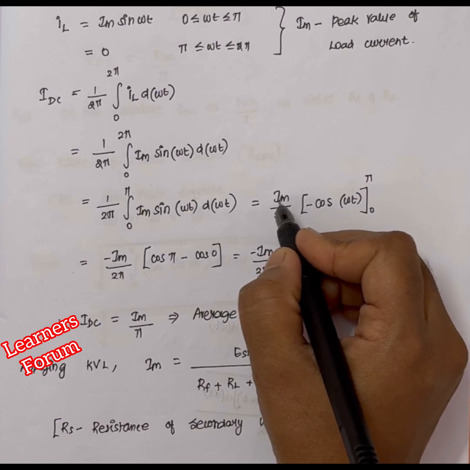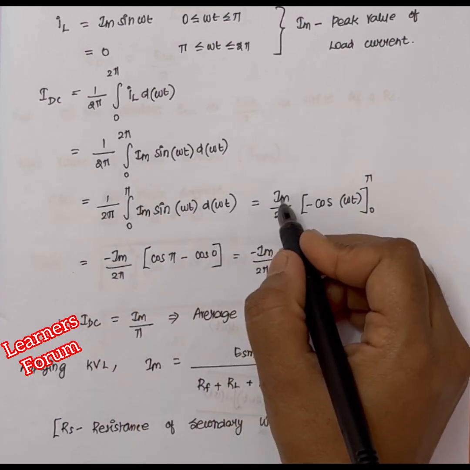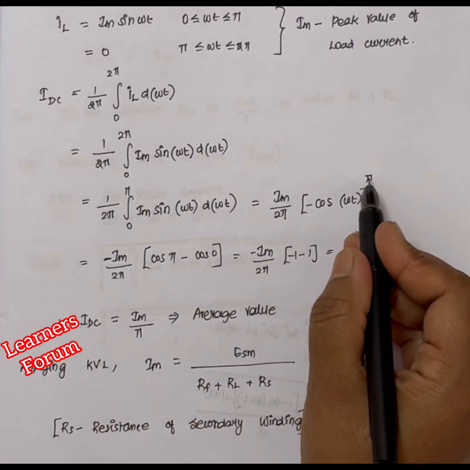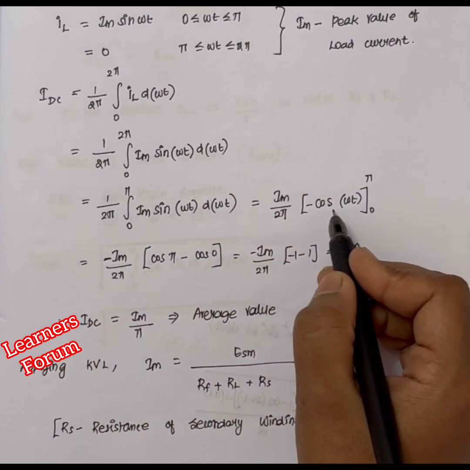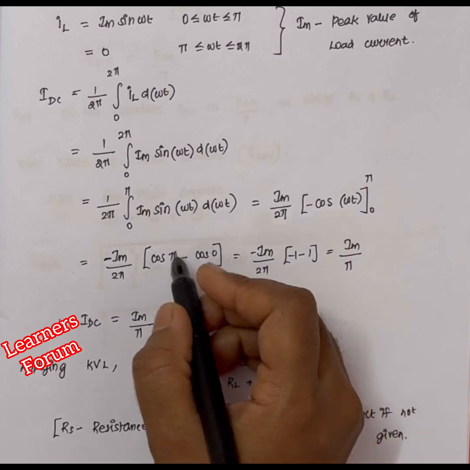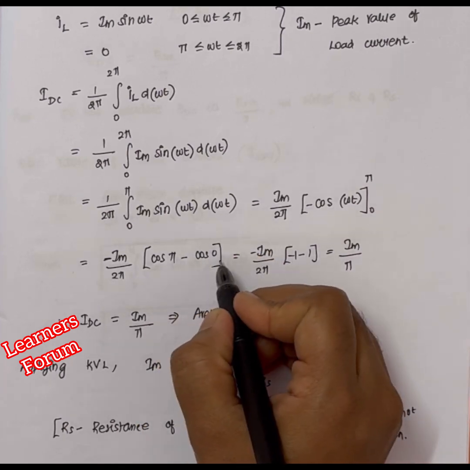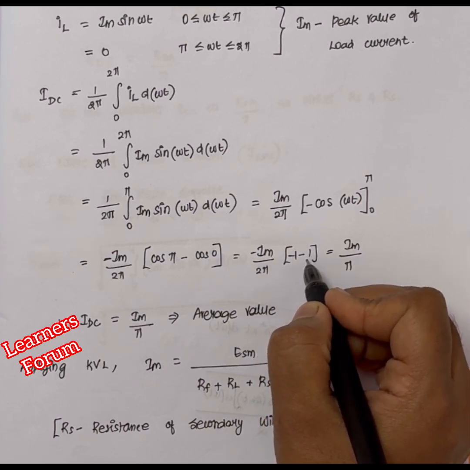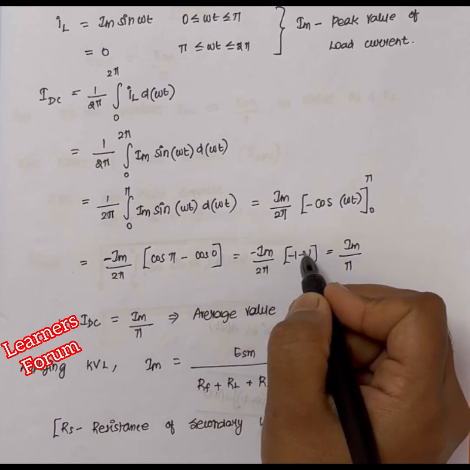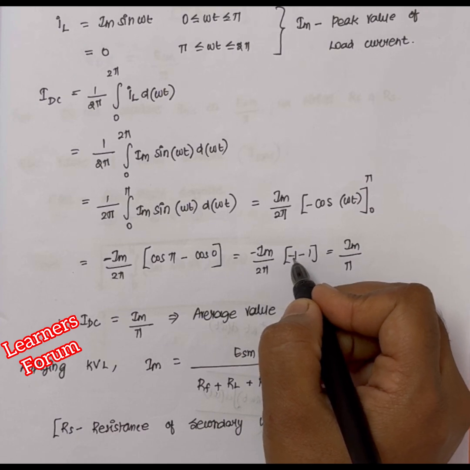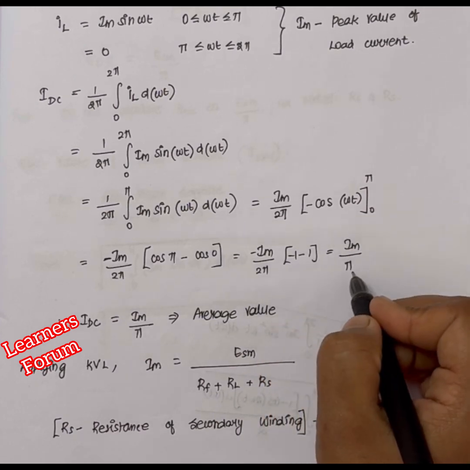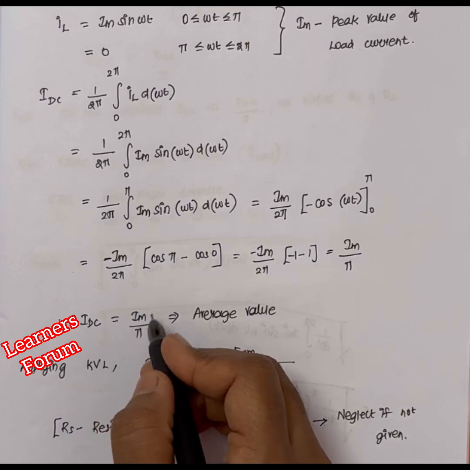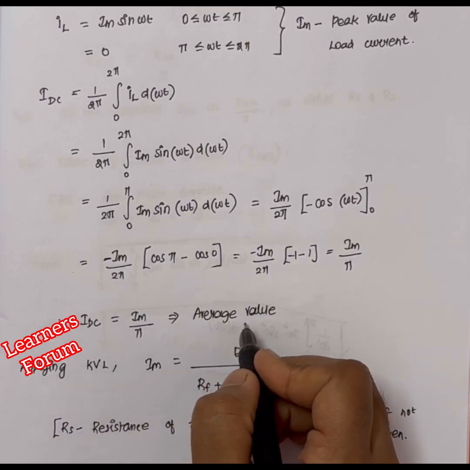We can take the value of Im outside the integration. So Im by 2 pi into, after taking the negative sign out and applying upper limit minus lower limit, cos pi minus cos 0. Cos pi is minus 1 and cos 0 is 1, so the difference is minus 2, we can divide by 2, and minus of minus will be plus. The remaining value is just Im divided by pi. So the average value of DC load current IDC is equal to Im by pi.